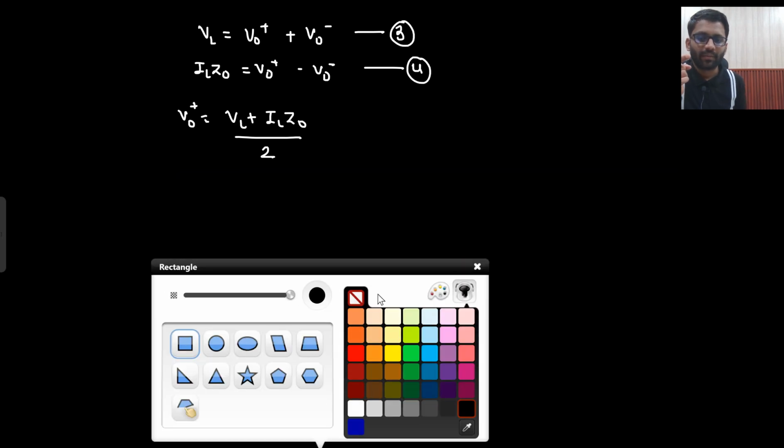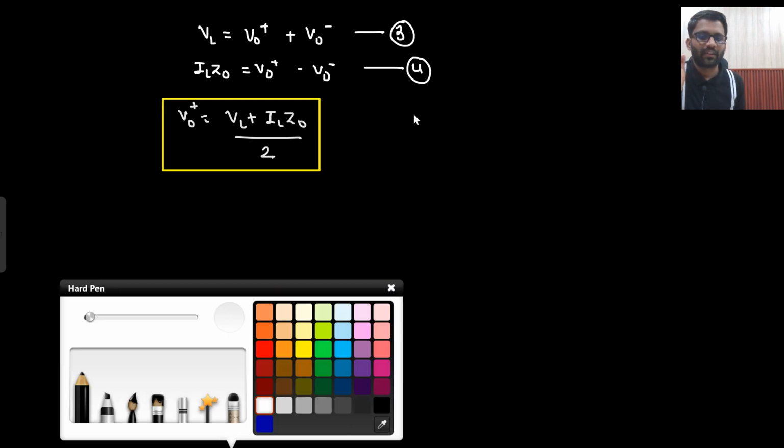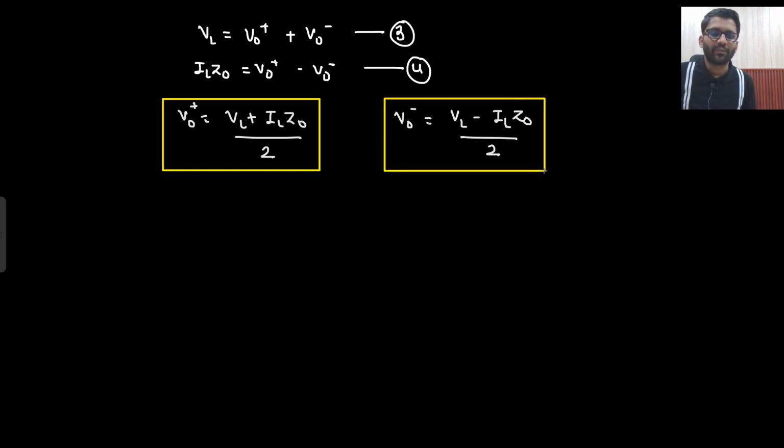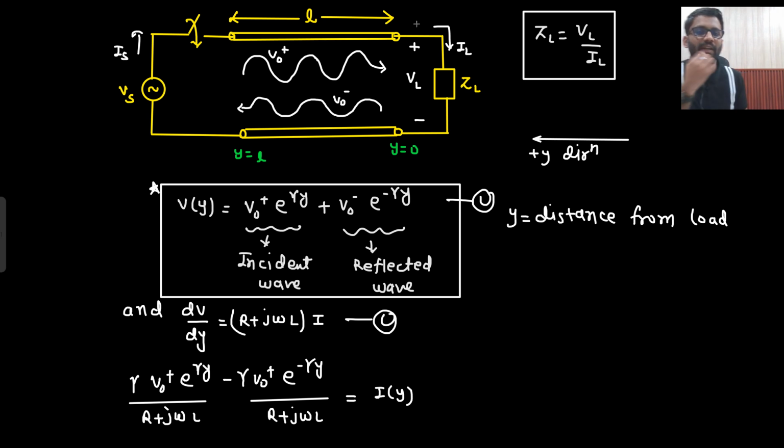You don't need to mug it up, you don't need to remember it, but it will be used somewhere in our analysis. That's why I am keeping it in the box. And what will be your V naught minus? If you subtract both of them, then you will get the V naught minus value. I did nothing, I had the equations, and in those equations I just put the value at y equals to 0, because at y equals to 0, I know that my voltage is VL and my current is IL. Is that clear to you? So this equation I can write down very easily.